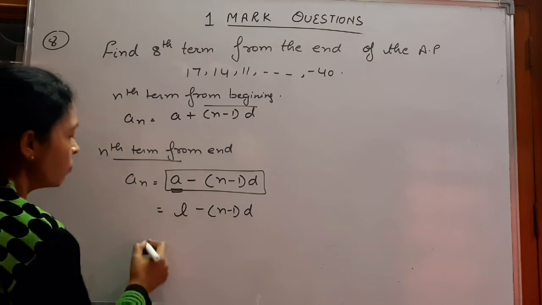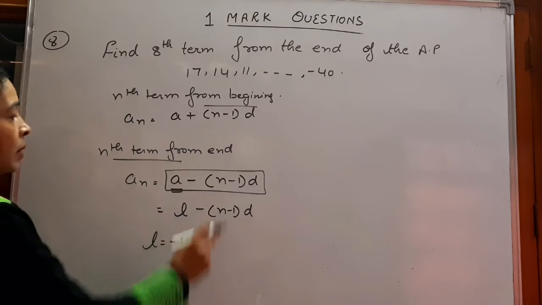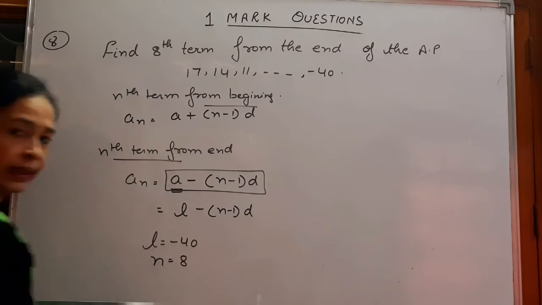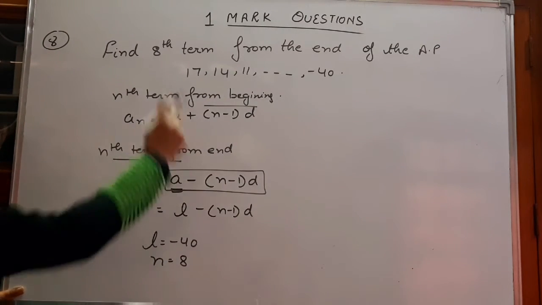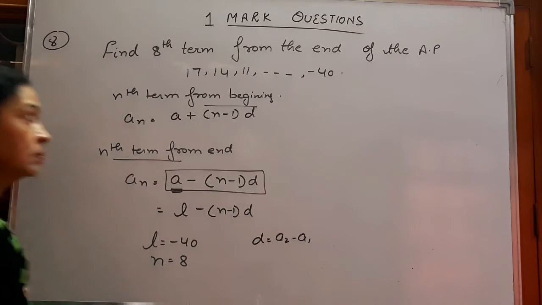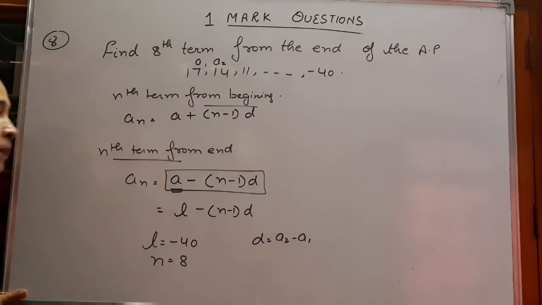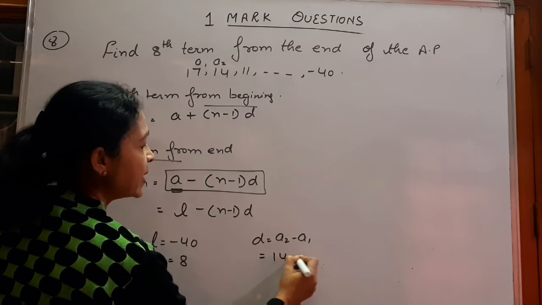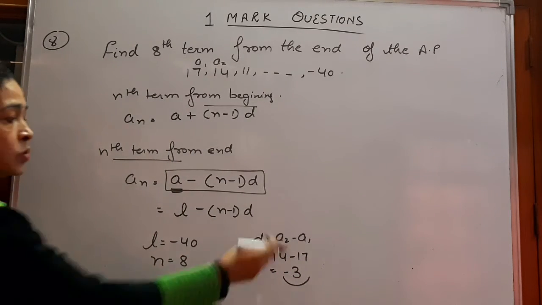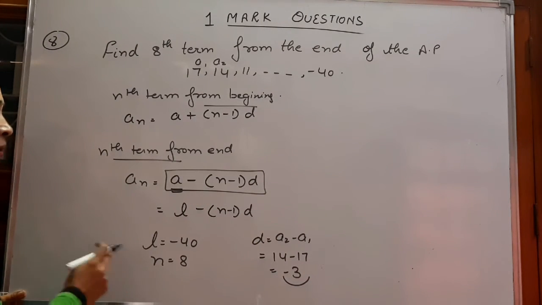Clear? Now, bachche, what do we have? L we have minus 40. We have to find the 8th term from the last. n is 8. What about d? d can be found by a2 minus a1. This is a1, this is a2 and a3 and so on. Our d is 14 minus 17, minus 3. Do it properly. Many times you may write 17 minus 14, 3, and the sum will be wrong.